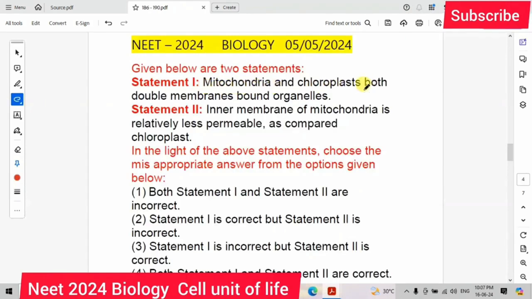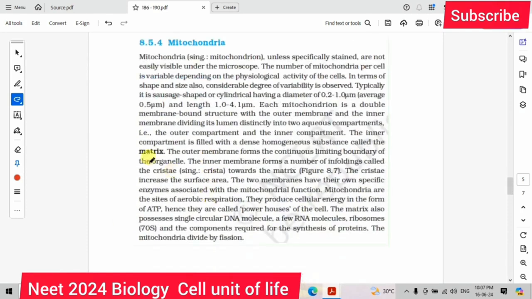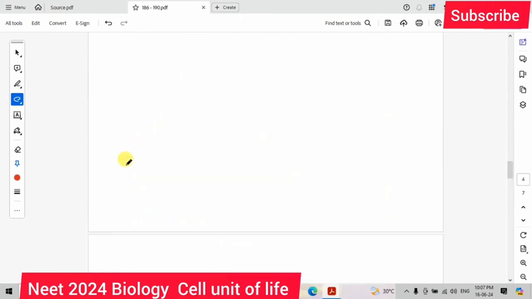Statement 1: Mitochondria and chloroplast both are double membrane bound organelles. It is right, statement 1 is correct. Statement 2: Inner membrane of the mitochondria is less permeable compared to chloroplast. Sorry, it's wrong. So statement 1 is correct and statement 2 is incorrect. Option 2 is the answer. You can see the NCERT regarding mitochondria and chloroplast from the chapter known as cell unit of life.